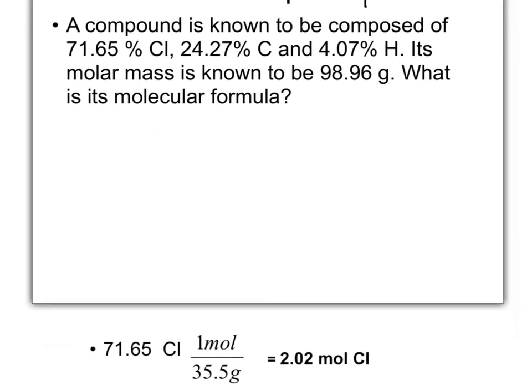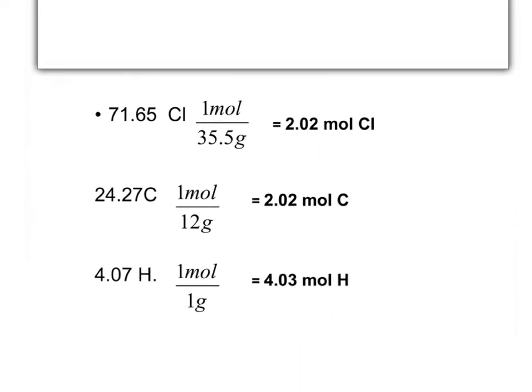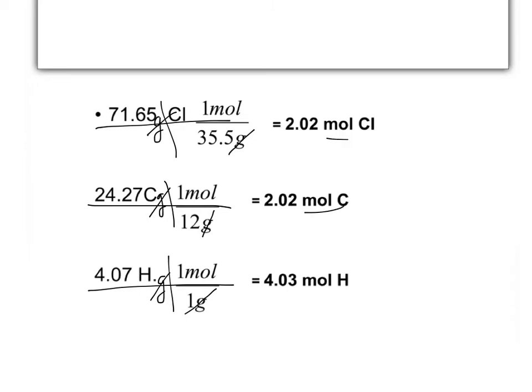So we assume a 100-gram sample so that we can set these up as grams. These should all be grams, grams, grams, so that when we put these in our table, the grams cancel. And make sure that you are canceling the grams in your work so that you are left with the unit of moles. Go ahead and pause it if you haven't finished this step yet. Then let's move on. What do we do next?